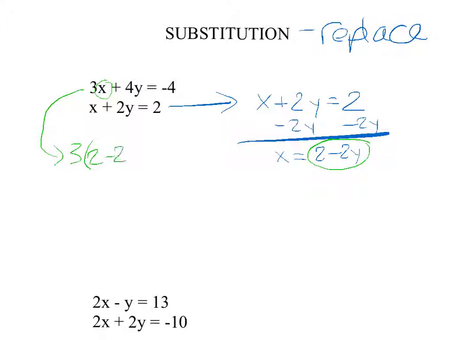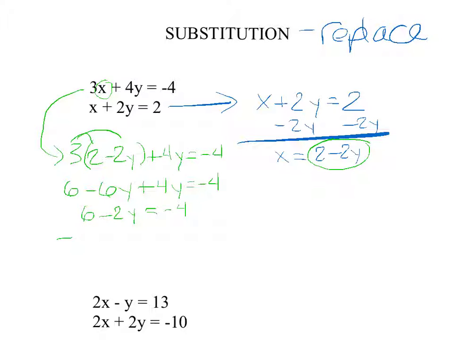2 minus 2y plus 4y equals negative 4. I do my multiplication. So we have 6 minus 6y plus 4y equals negative 4. And now you just do your math. I can combine like terms. So I got minus 2y equals negative 4. Subtract 6. So negative 2y equals negative 10. Divide by negative 2, and y equals 5.